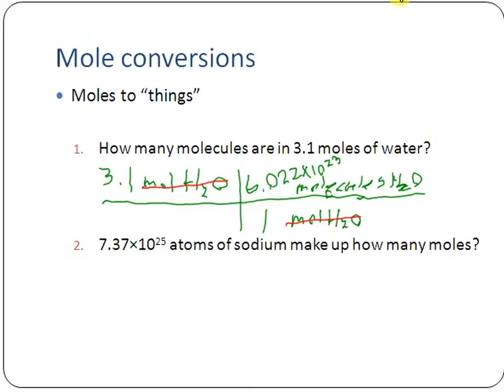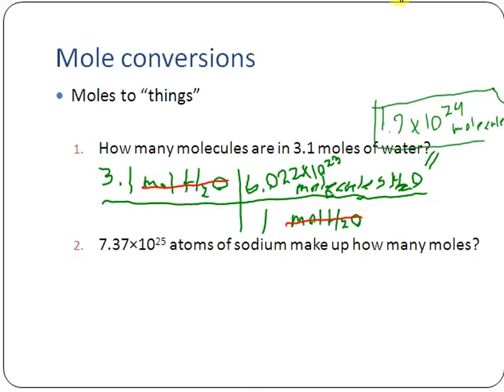3.1 times 6.022 times 10 to the 23rd, and then divided by 1. And when you do that, we end up getting an answer of 1.8. Actually, in this case, it's not going to be 1.8. It'll actually be 1.9, because to make sure of significant figures, we have 2 significant figures sitting over there. So we'd say 1.9 times 10 to the 24th molecules. And so that would be the answer that we're going to get here. That's how you're going to set up one of these.